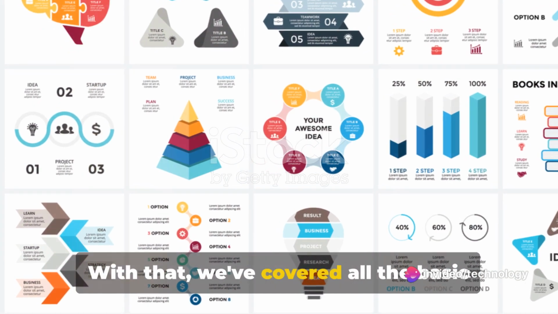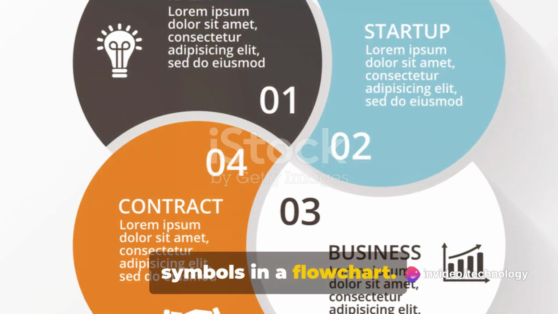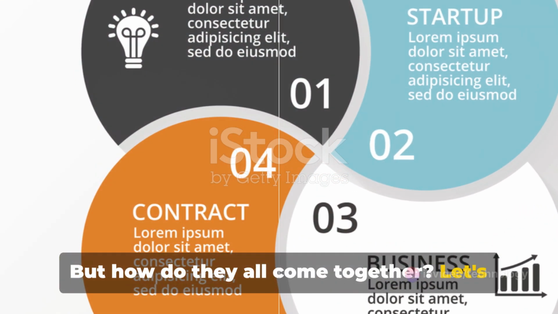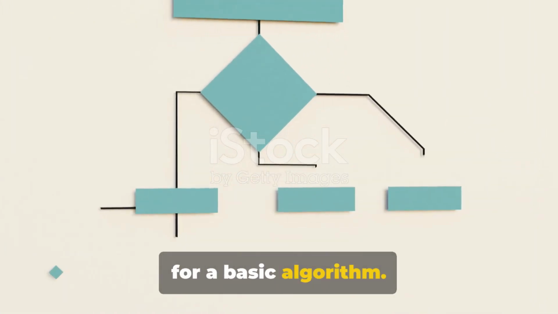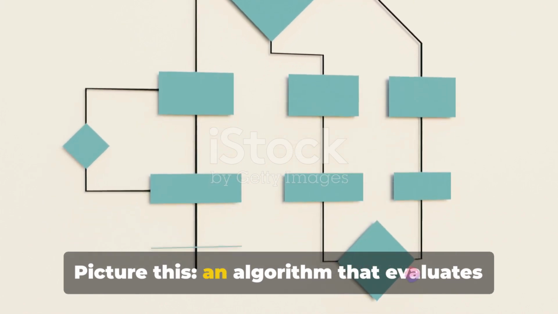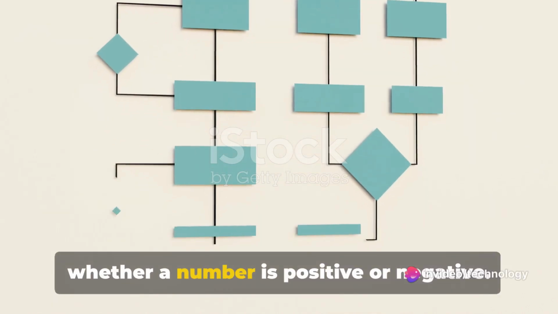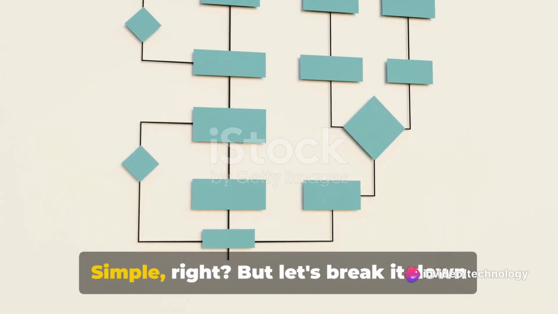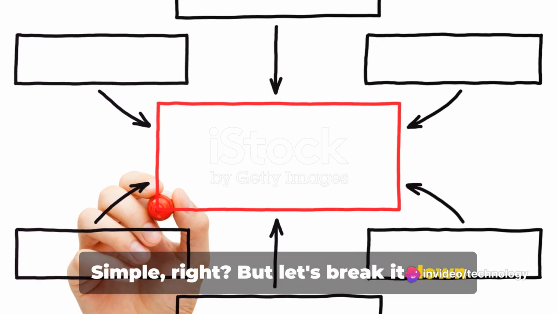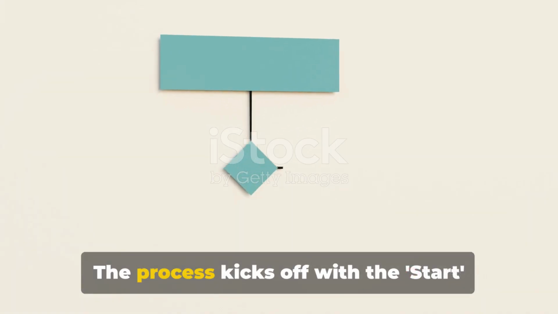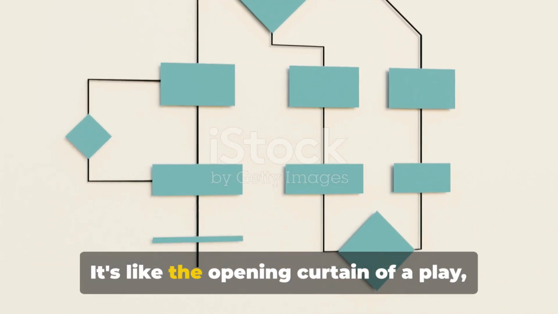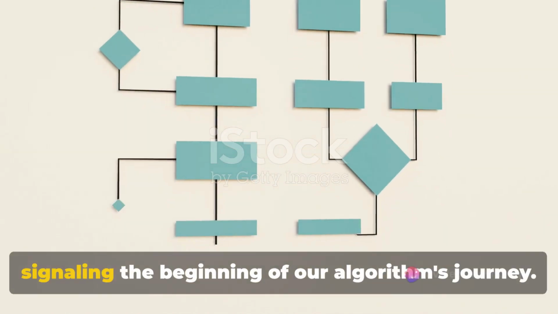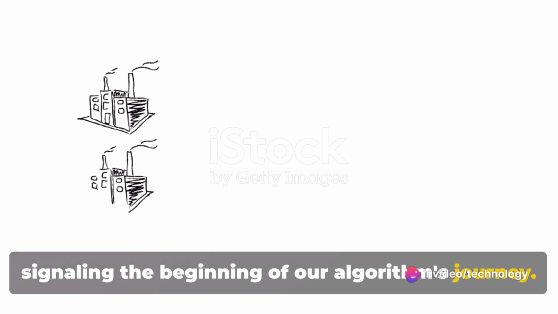With that, we've covered all the basic symbols in a flowchart, but how do they all come together? Let's find out. Let's now see an example of a flowchart for a basic algorithm. Picture this, an algorithm that evaluates whether a number is positive or negative. Simple, right? But let's break it down using a flowchart. The process kicks off with the start symbol, our terminal. It's like the opening curtain of a play, signaling the beginning of our algorithm's journey.